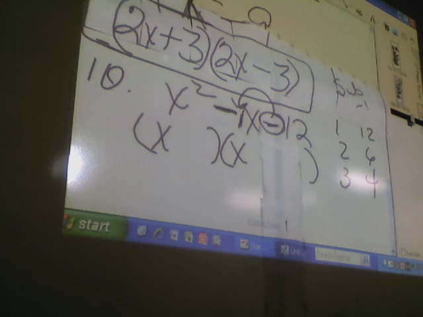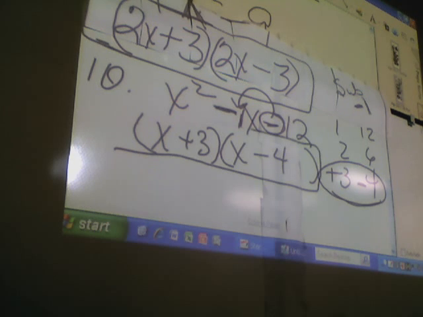Which ones subtract to give you a 1? 3 and 4. How are we going to get a negative 1? Negative 4, positive 3, right? So we're going to have the positive 3 here and the negative 4. And as long as you get those two factors, it doesn't matter which one's first. You could have x minus 4, x plus 3. Okay, we're going to get a new page here.